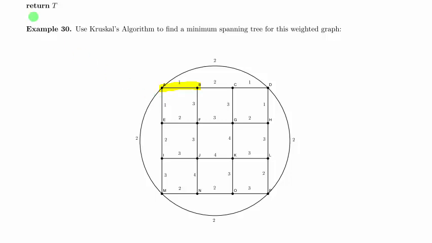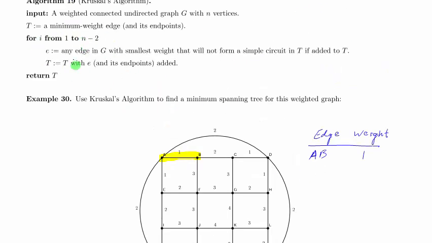as a starting edge. So I'll go ahead and record these and their weight as we add them to our tree. I'm just going to write the names of the vertices there. I'm not going to try to put the set notation on that. And then we're going to loop through until we have our n-1 edges in the tree. We're going to look for any edge in G with smallest weight that's not going to form a simple circuit in T if we add it to T.